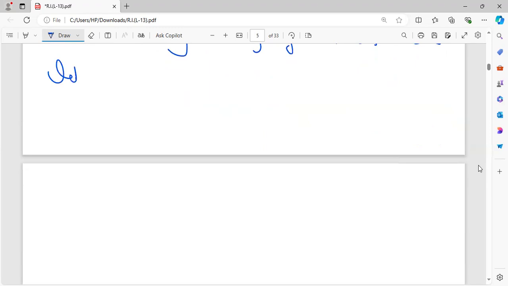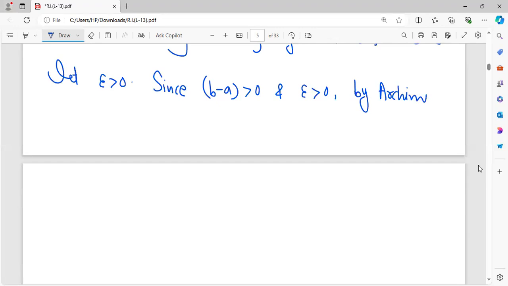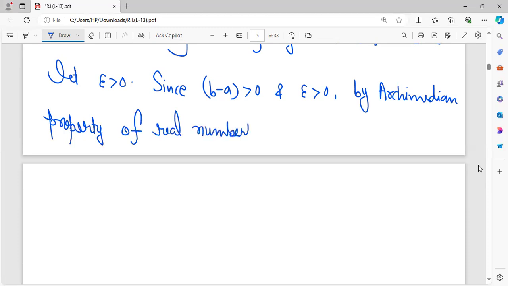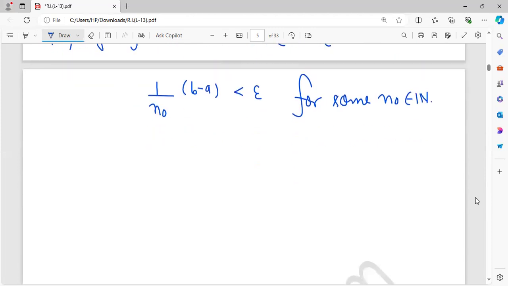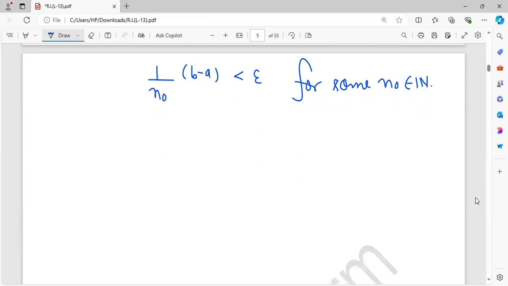Let epsilon greater than 0. Since b minus a is greater than 0 and epsilon greater than 0, by Archimedean property of real numbers, we have 1 upon n_0 times (b minus a) less than epsilon for some natural number n_0.